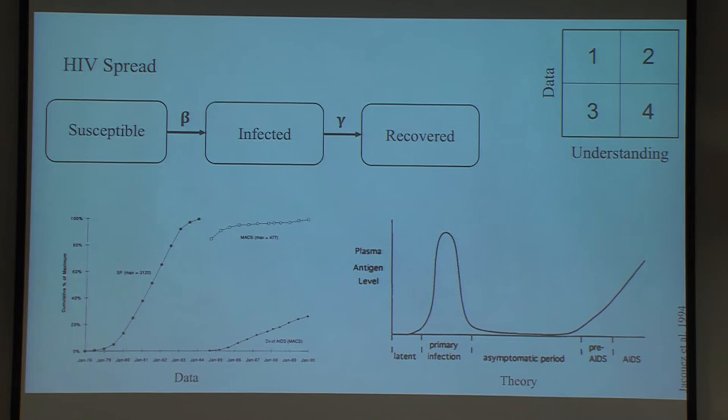And at this time, epidemiologists were applying the standard tool of epidemiology, which is the susceptible, infected, recovered model, in which you bin people into these three buckets: susceptible, infected, and recovered.